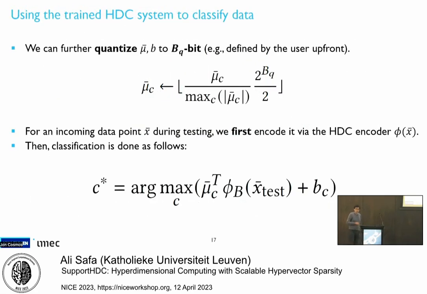Furthermore, we quantize the obtained HDC centroid vectors to B bits simply by quantizing them. And during inference, what we do is that we check the correlation for an incoming encoding. So we have this incoming data X, we encode it using the HDC encoder as phi of X. And so we check this correlation plus the bias, and we choose the class that maximizes this.